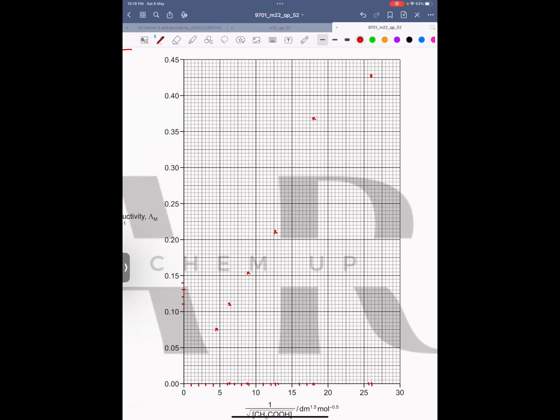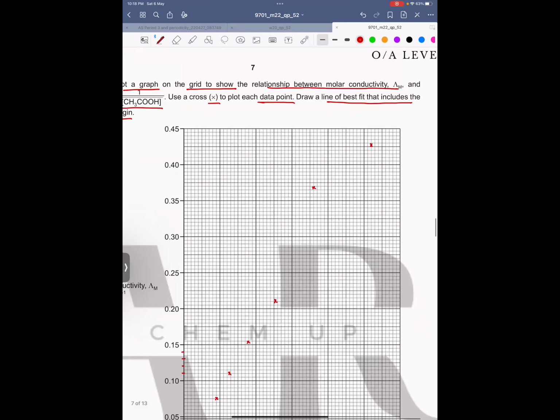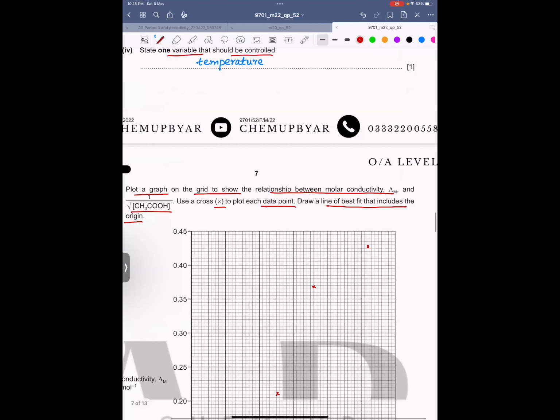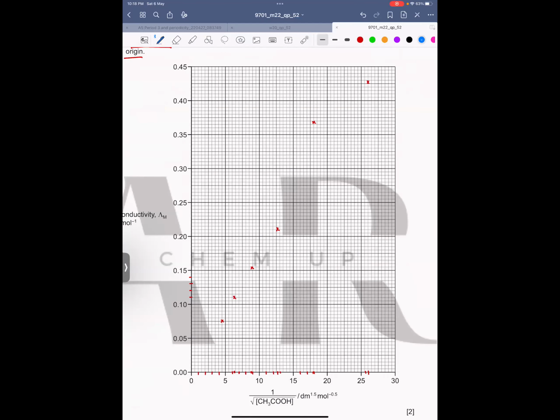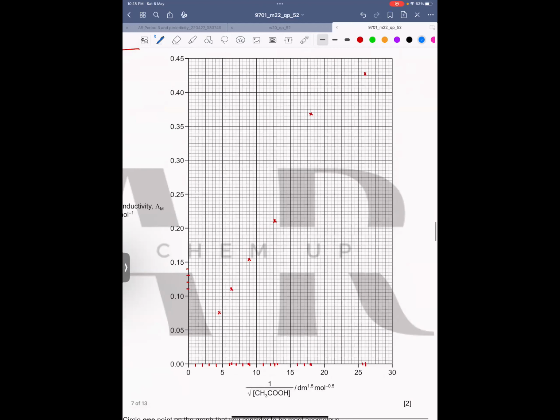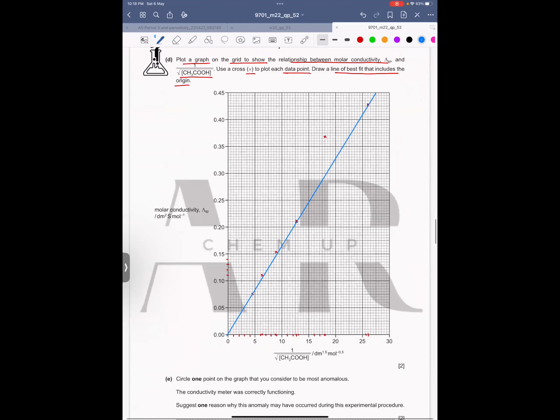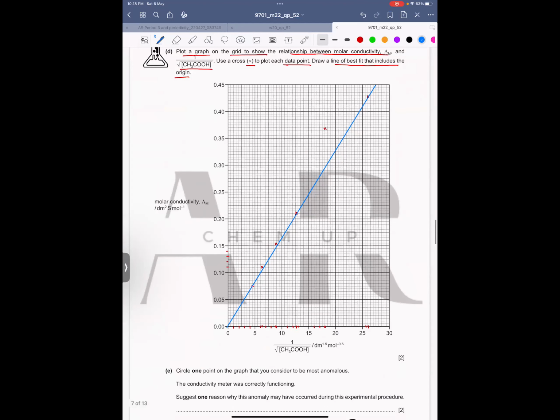Okay. Now what they have asked you is to draw the line of best fit. So if I draw the line of best fit from the origin, it would be like this. Is this clear to everyone?